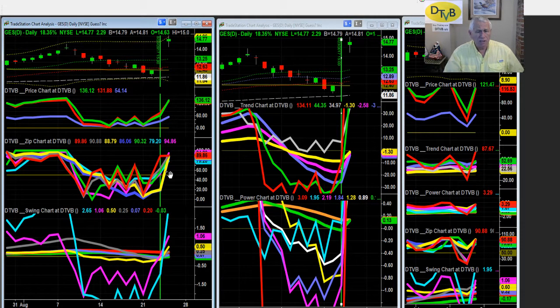Likewise, we have a significant separation between zip red and zip gray, and I want to show you how to calculate those differences. First of all, if you go back to the day before the vertical green line, zip red is at 49 and zip gray is at 45. And so that separation is 4. Now you go to the vertical green line and you have zip red at 89 and zip gray at 63. Now we have a 26-point difference.